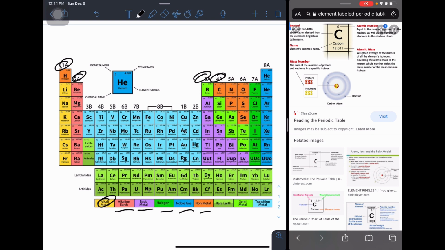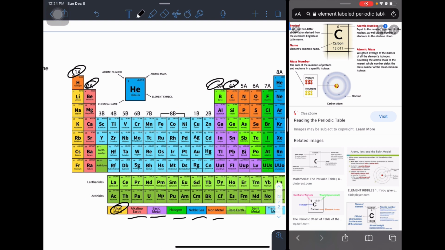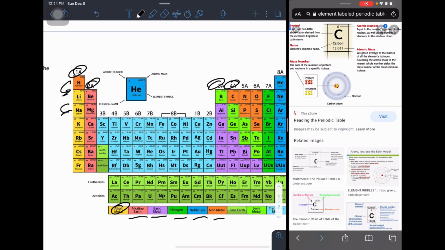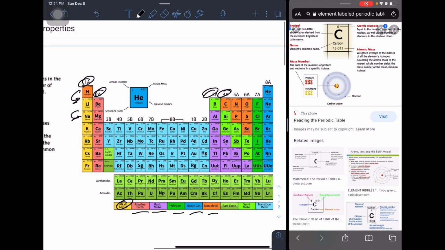Moving forward, also something you might want to know, when you move down periods, you're changing energy levels, so all the elements in the same period have their valence electrons on the same energy level.